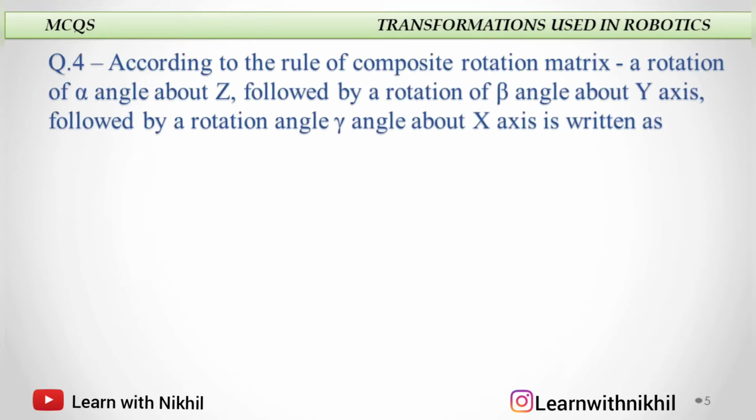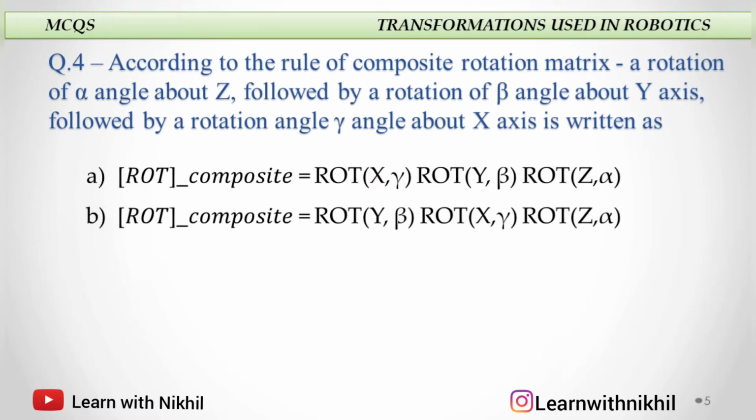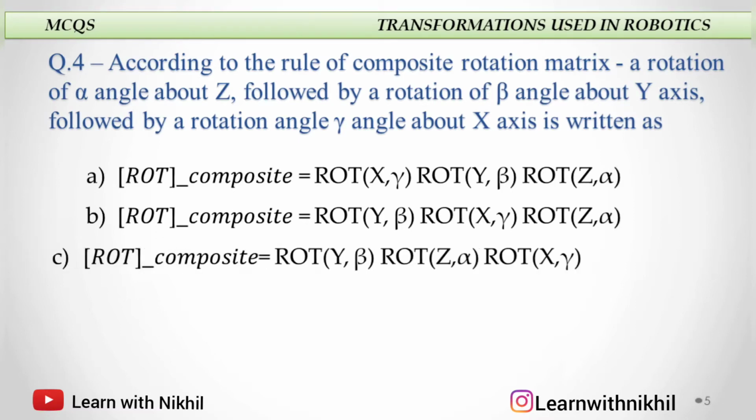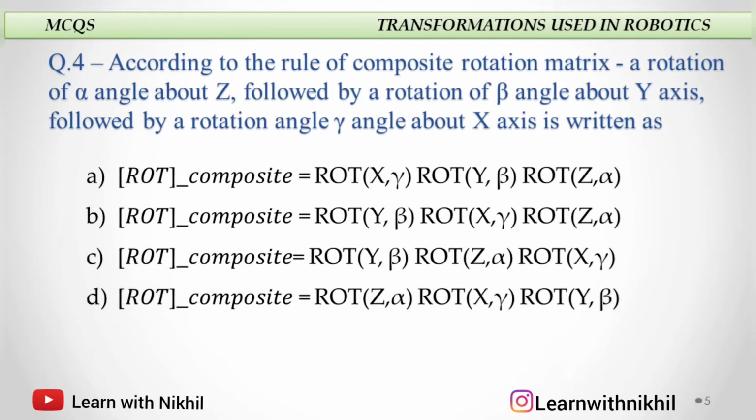According to the rule of composite rotation matrix, a rotation of alpha angle about z followed by a rotation of beta angle about y-axis followed by the rotation of gamma angle about x-axis is written as a composite rotation of x, y, z, composite rotation of y, x, z, composite of y, z, x, and composite of rotation about z, x, and y.